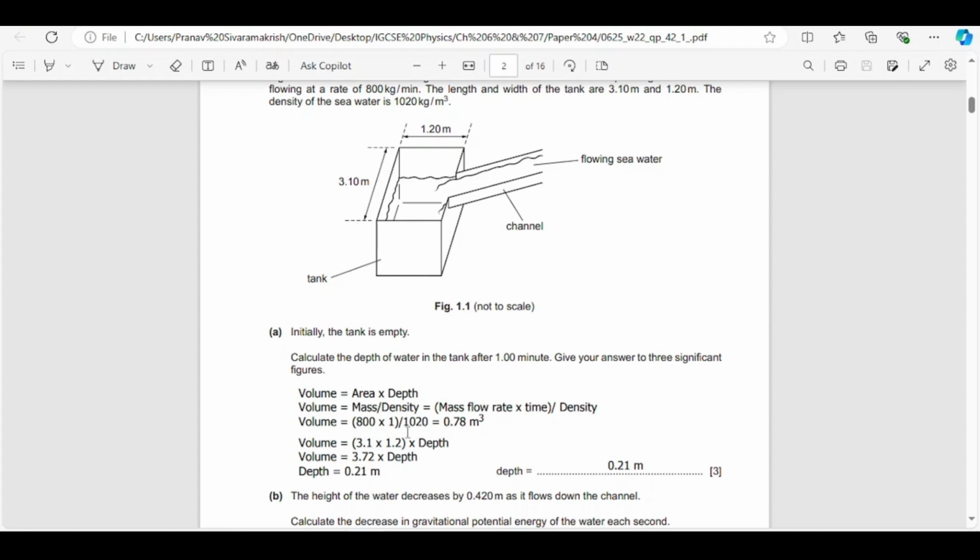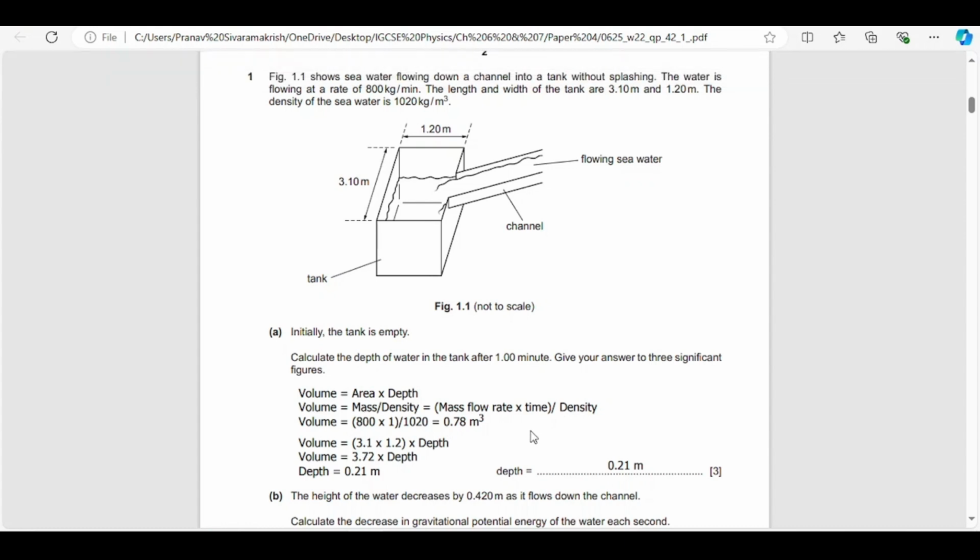We know that the volume of water flowing in is going to depend on the mass of water flowing in divided by its density. We know the mass flow rate, so we have the mass flow rate multiplied by the time. We know the amount of mass flowing in because we have a flow rate, which means the mass per unit time, and then we multiply by the amount of time that it's flowing in for. That's going to give you the total mass flowing in. And then we have the density as well.